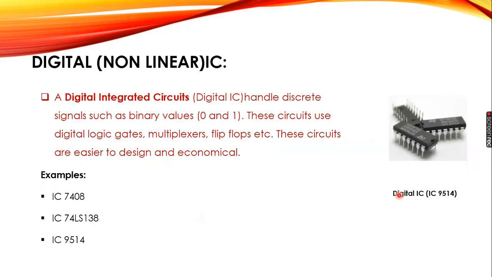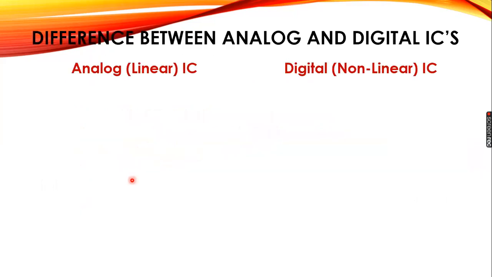Both linear ICs as well as digital ICs look similar in pictures, but they have a few differences. So here we are going to discuss the difference between analog and digital ICs. As we have told, analog ICs are also called linear ICs and digital ICs are also called non-linear ICs.